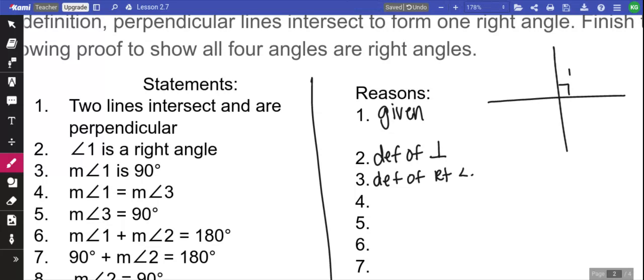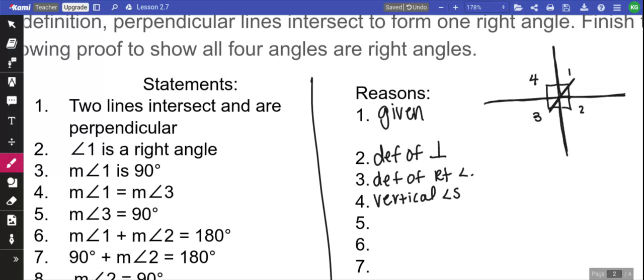Now I'm going to go ahead and label all these other angles up here. So we know that this is angle 2. We're going to call this one angle 3 and call this angle 4. Again, we're trying to prove that they are all right angles. So the next one says, how do you know that the measure of angle 1, which is right here, equals the measure of angle 3, which is kitty corner from it? So they're across this way. And we know those are called vertical angles.